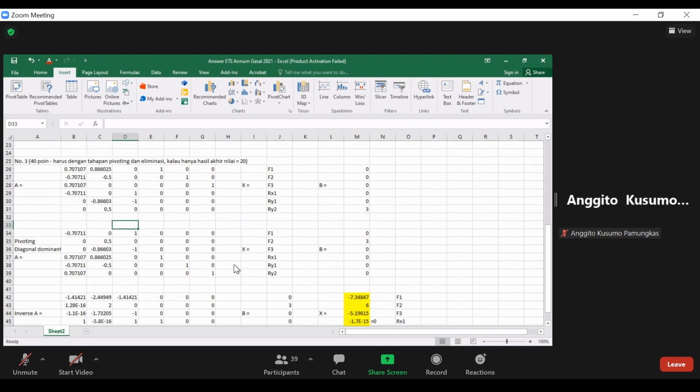Okay. So, sorry, ma'am. But I mean, if I search on the internet, ma'am, diagonally dominant is... I'm sorry, in Indonesian, ma'am.